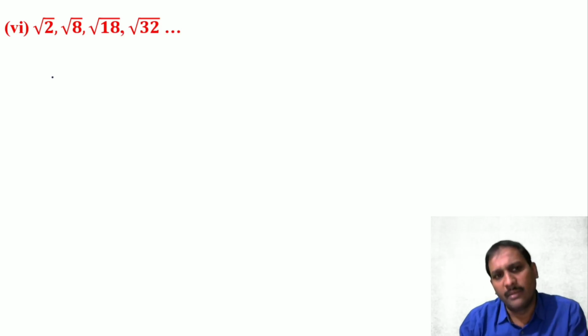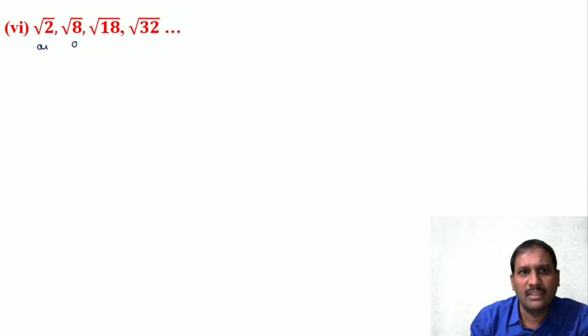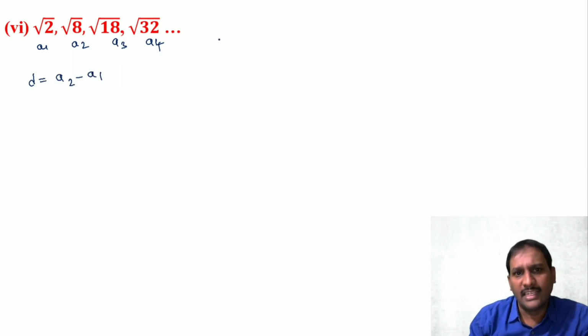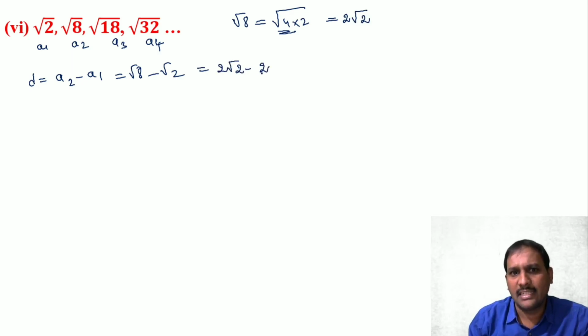When you see the problem, you think that it is not an arithmetic progression. But let us see what happens with this. This is a1, a2, a3, a4. So D is equal to, let us take a2 minus a1. And a2 is what? Root 8 minus a1 is root 2. Root 8, can I write it as root 4 into 2? And what about root 4? It is 2. So can I write it as 2 root 2? Yes. So 2 root 2 minus root 2 is clearly root 2.